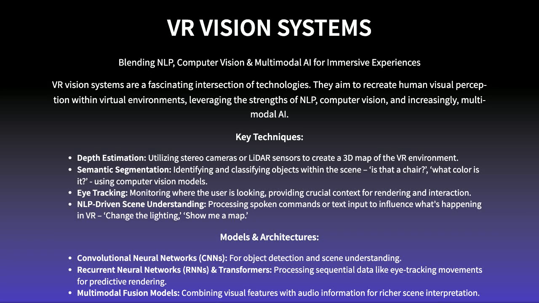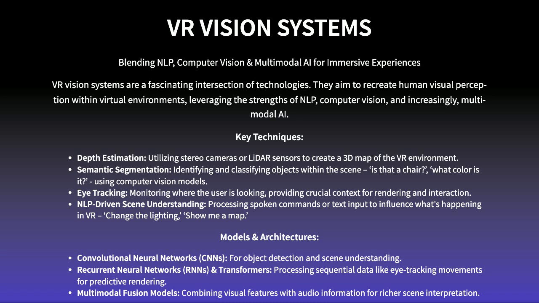Okay, let's talk about how we're bringing computer vision into the world of virtual reality. VR vision systems are all about making virtual environments feel as real as possible, mimicking how our eyes and brains work. They are a really exciting blend of technologies, particularly NLP, computer vision, and increasingly multimodal AI, which means combining different types of data like sight and sound. We use things like stereo cameras or LiDAR to build 3D maps of the VR space, basically figuring out what's there and where it is. Then we use computer vision models to identify objects in the scene, saying that's a chair, for example.